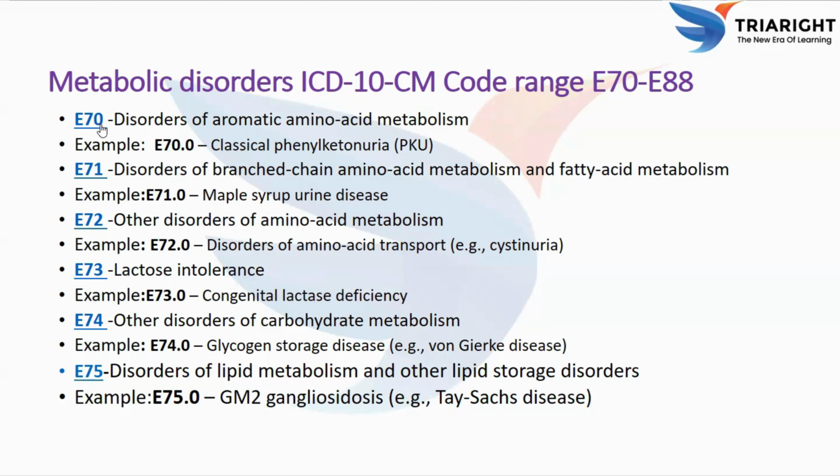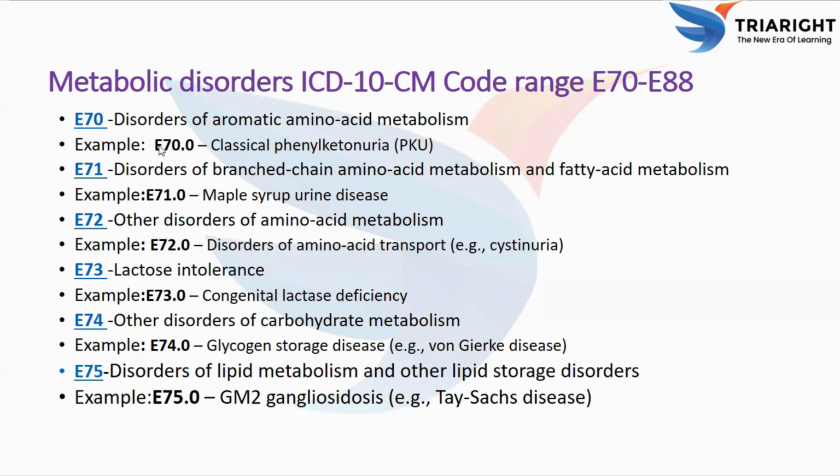So what does E70 denote? Disorders of aromatic amino acid metabolism. What do you mean by aromatic amino acids? These include phenylalanine, tyrosine, and tryptophan. So when these are not properly broken down, harmful substances accumulate in the body.